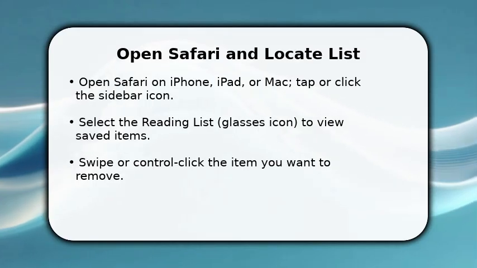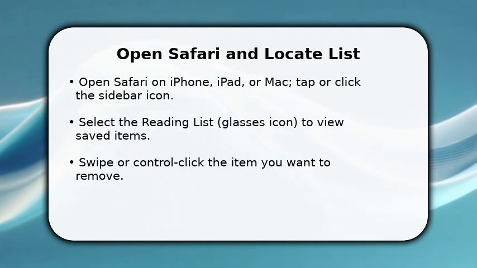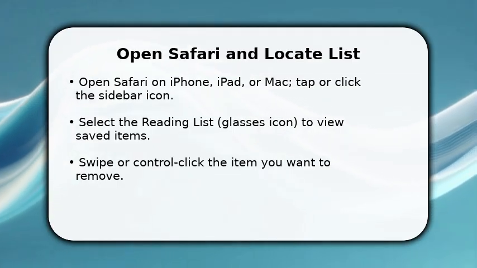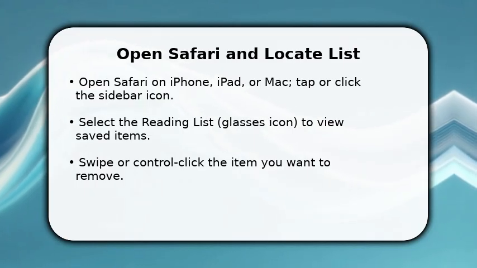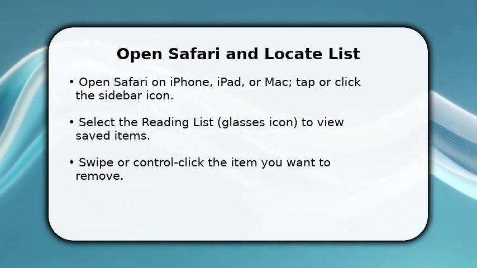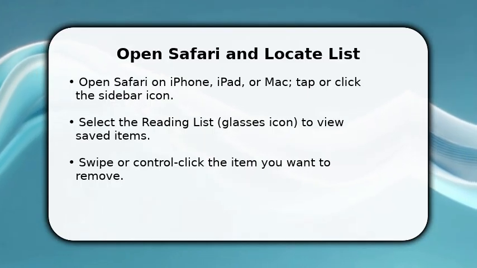You start by opening Safari and going straight to the reading list so you can act without delay. On iPhone or iPad, tap the sidebar or bookmarks button. On Mac, click the sidebar icon and choose the glasses reading list.